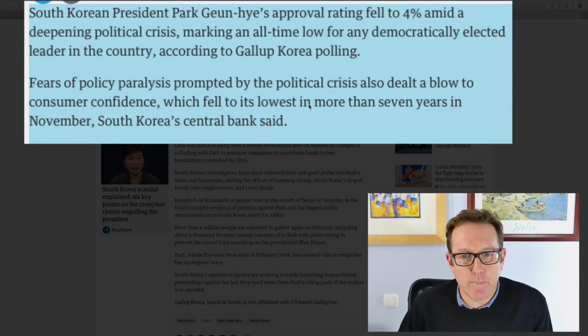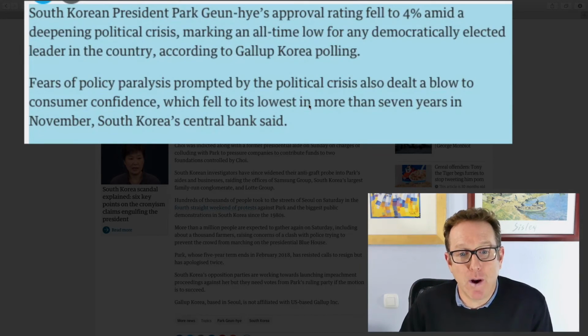South Korean President Park Geun-hye's approval rating fell to 4% amid a deepening political crisis. So the political crisis is getting deeper and deeper, worse and worse, marking an all-time low for any democratically elected leader in the country, according to a Gallup Korea poll. Okay, so an all-time low. A Korean leader has never been so unpopular as this one.